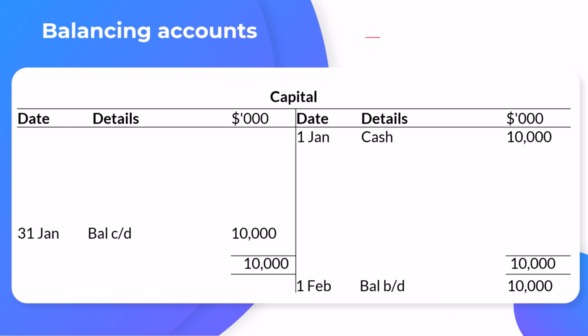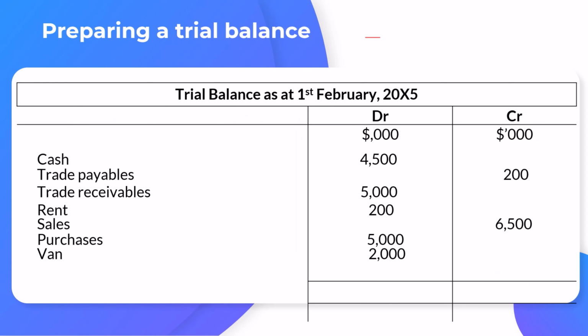The next one is capital, which was 10,000 or 10 million credit. So we'll get the 10 million and enter it on the credit side. So we've entered all the balances in the trial balance. Next, we just need to total it up. We total the debit side and the credit side. Ideally, if all the double entries were done properly, we should balance the trial balance.